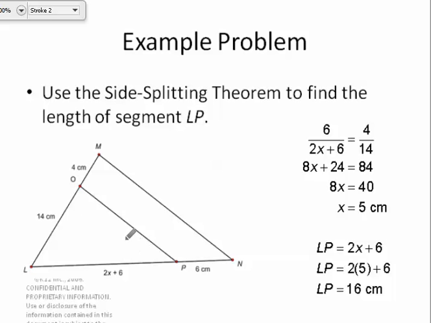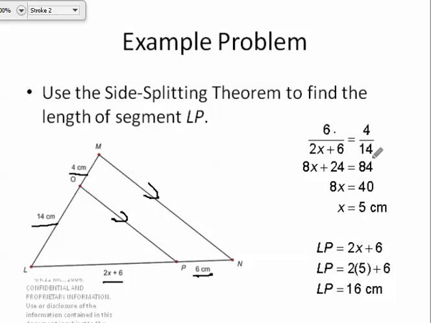We've got these two triangles. They're telling us that we're going to use the side splitting theorem. That must mean that we know these sides are parallel to each other. Okay? So let's look at this. We're going to take 4 divided by 14. That's what we got over here, 4 over 14. And we come to the other side, 6 divided by 2x plus 6.